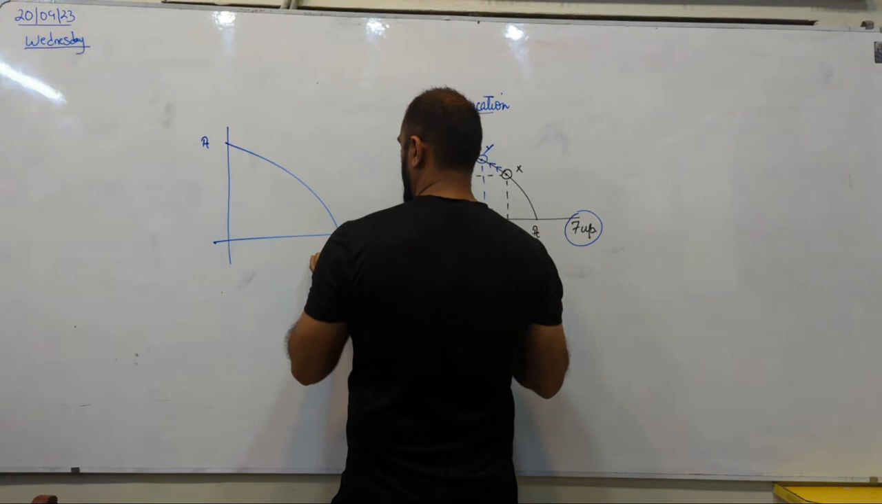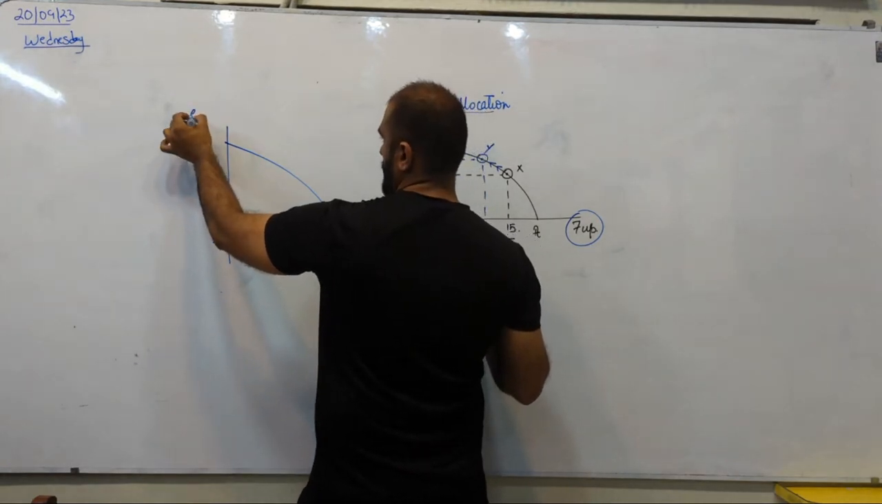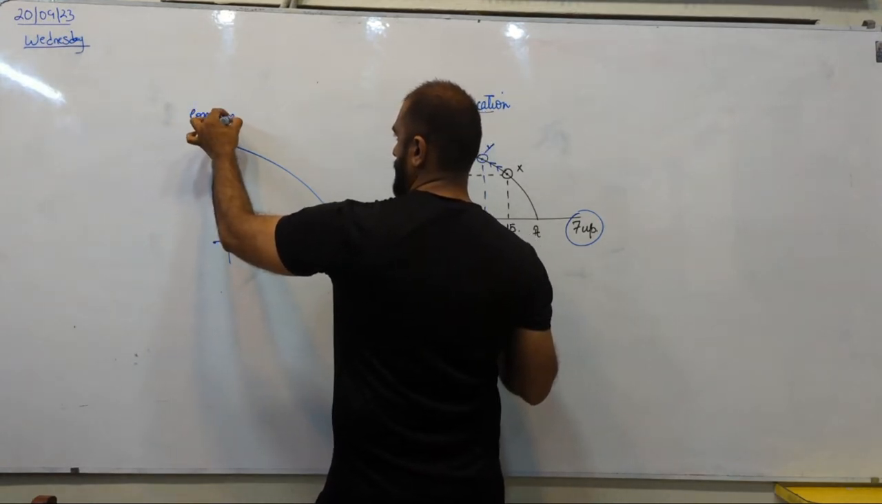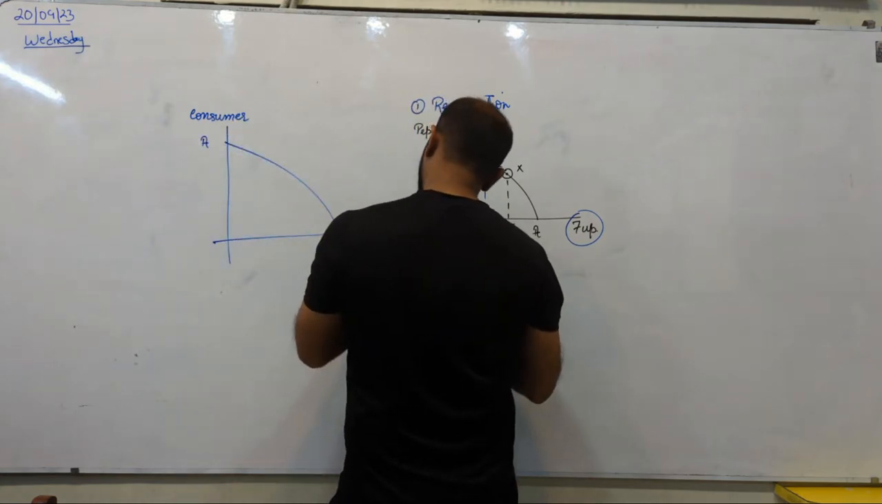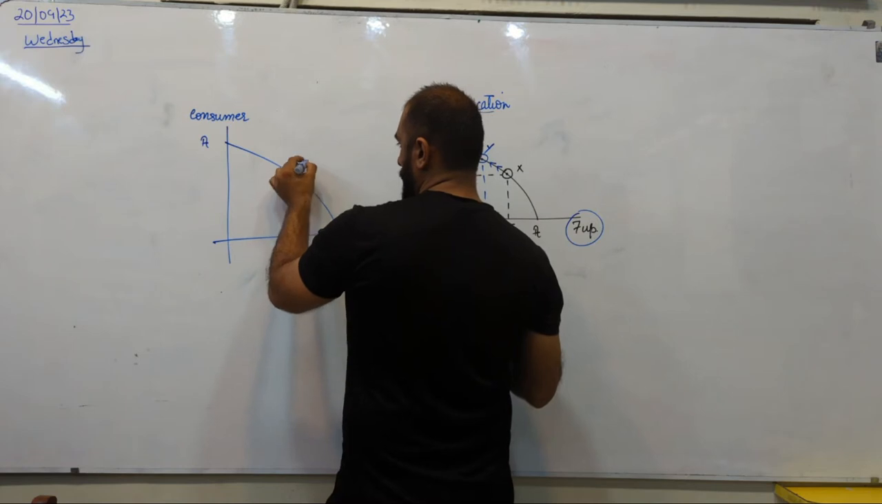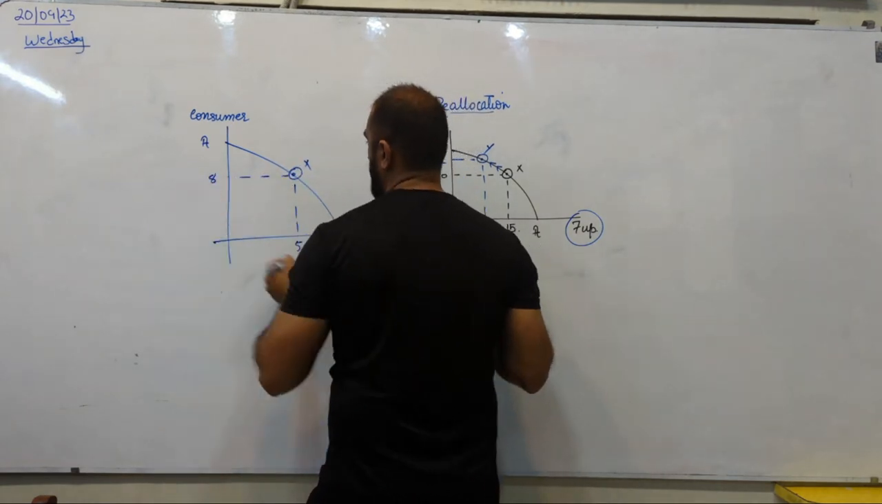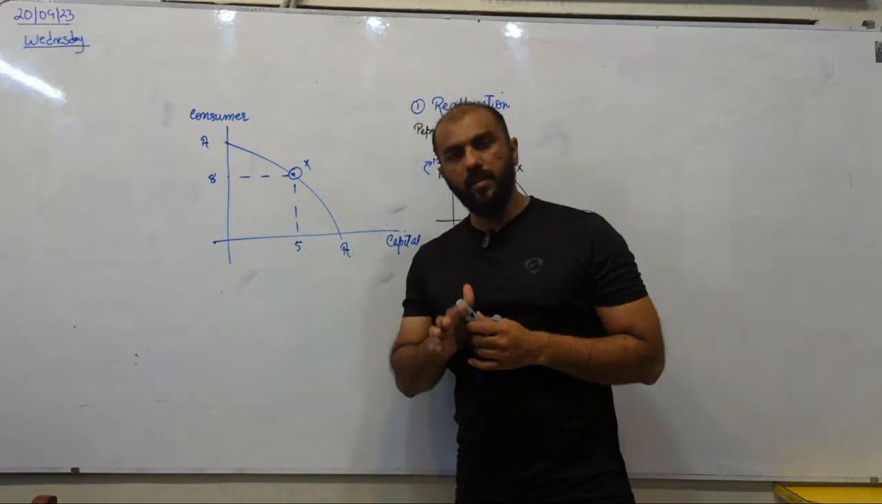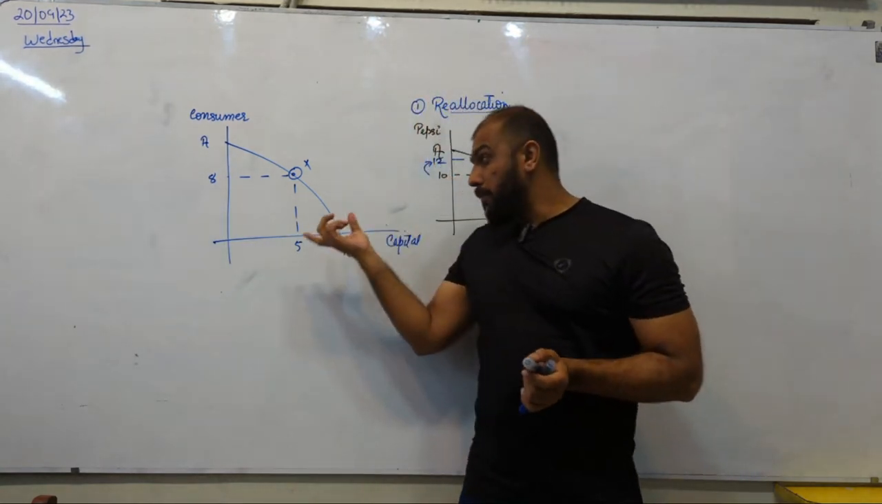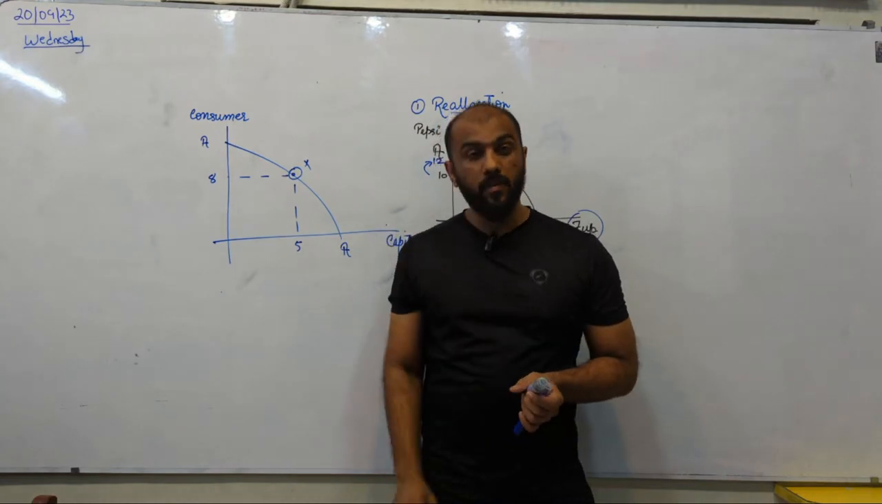AA, let's say I'm producing consumer goods and capital goods. Initially, I am at point X. I'm making 5 capital goods, 8 consumer goods. So what this means is I am at full employment level because I am producing on the PPC.